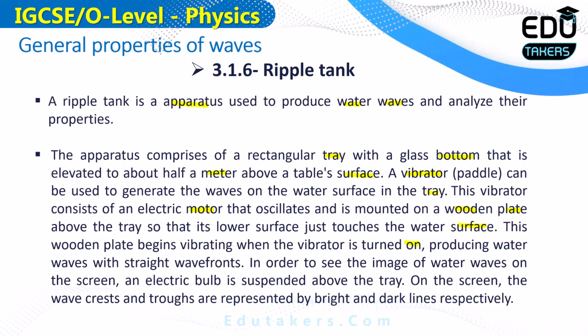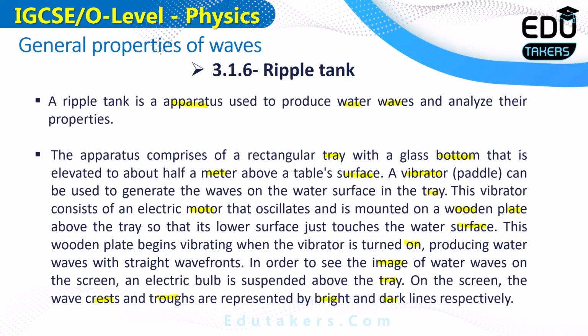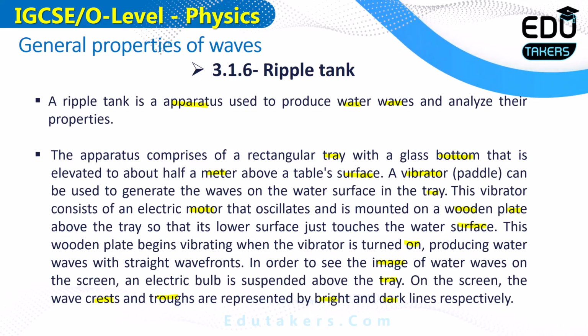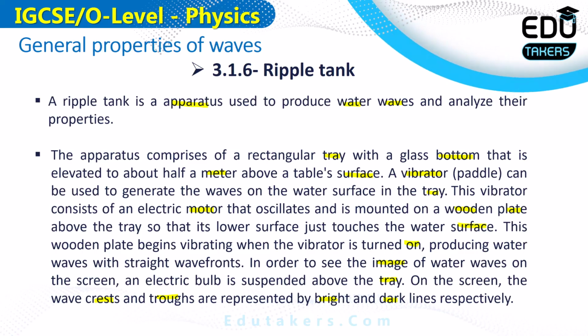In order to see the image of the water waves on the screen, an electric bulb is suspended above the tray. On the screen, the wave crests and troughs are represented by the dark and the bright lines respectively, because the water wave consists of the crest and trough, and these are represented by the dark and the bright lines on the screen. So in this way you can produce the water waves.